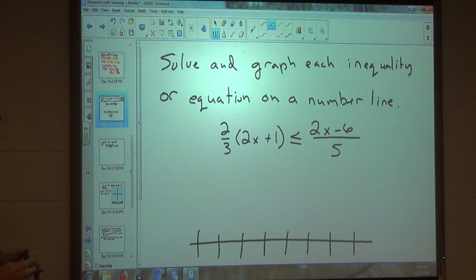Alright, next question here. Solve and graph each inequality or equation on a number line.